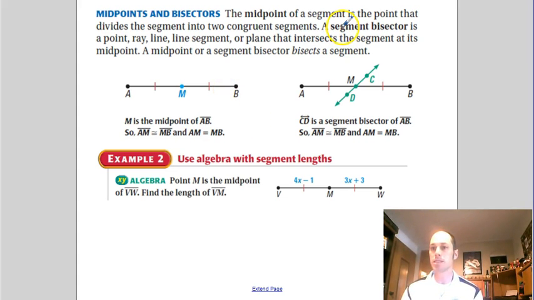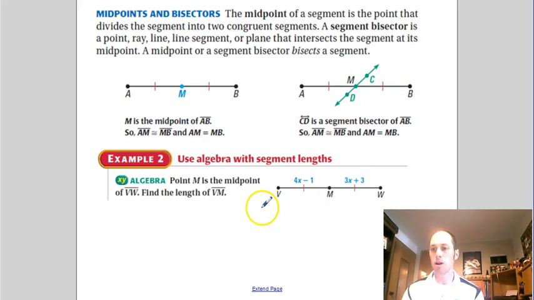A segment bisector would be now a point, ray, line, segment, plane, anything that intersects the segment at its midpoint. So it splits segment AB into two congruent sections. AM is congruent or equal to MB. So CD, line CD would be the segment bisector.